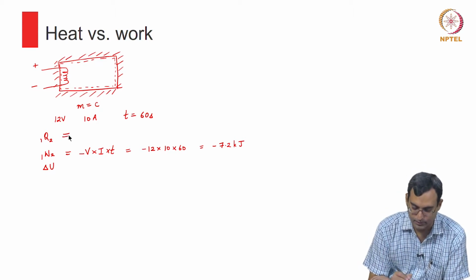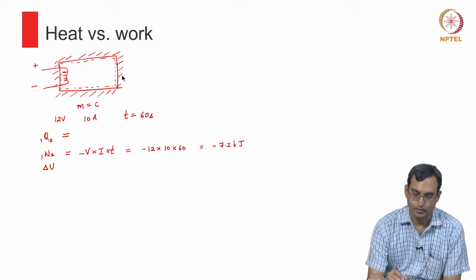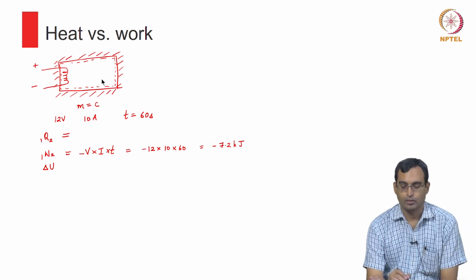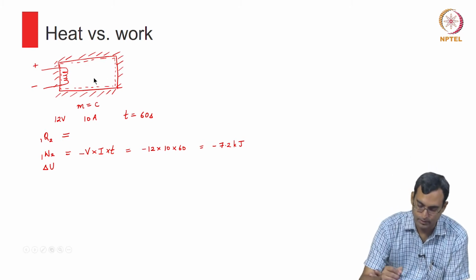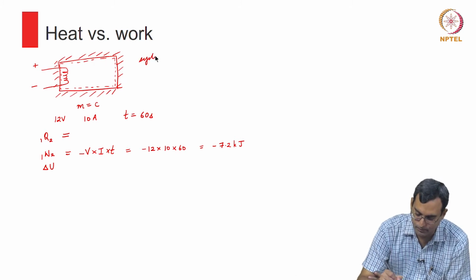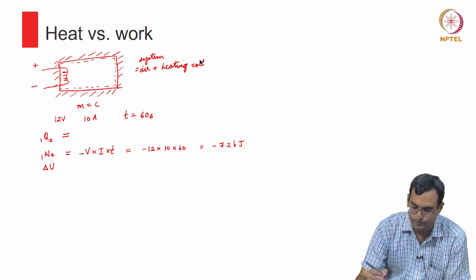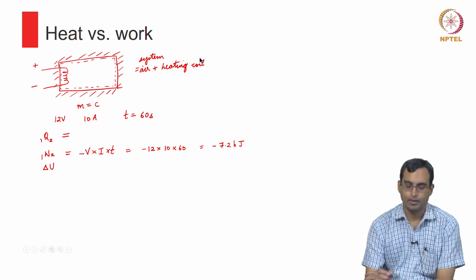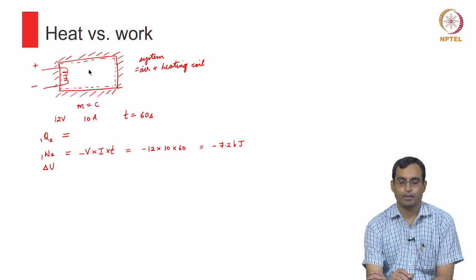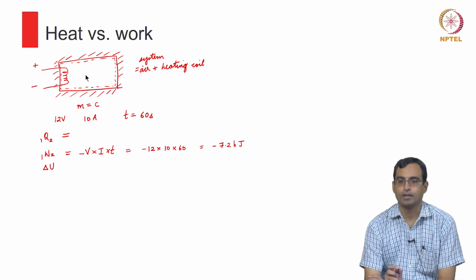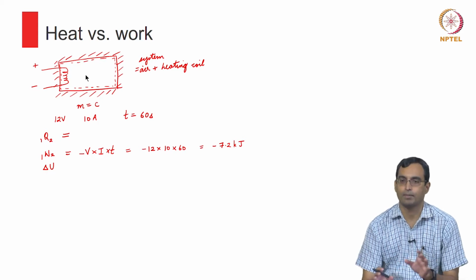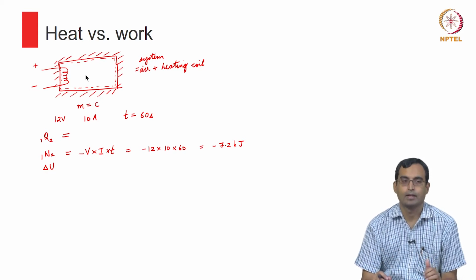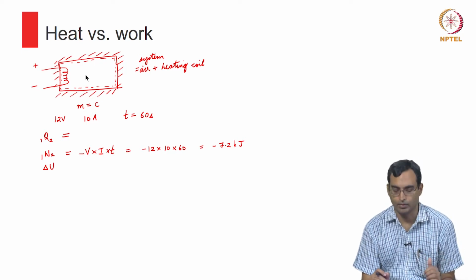What about the heat interaction? This whole thing is insulated. So as far as my system is concerned, my system is the air or gas inside this plus the heating coil. The heating coil becomes hot. Because it becomes hot, the air also becomes hot, but both the heating coil and the air are part of my system. We do not talk of any heat transfer between different parts of the system because they are internal to the system. Any heat transfer or work transfer has to happen across a boundary.